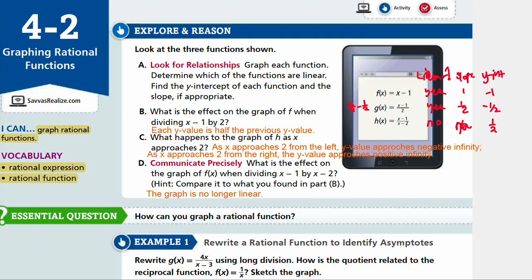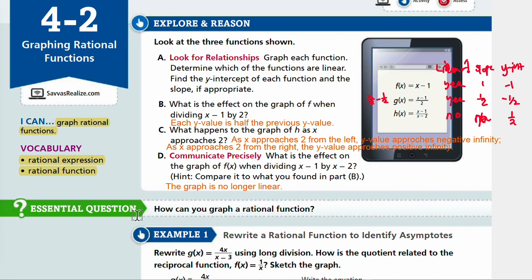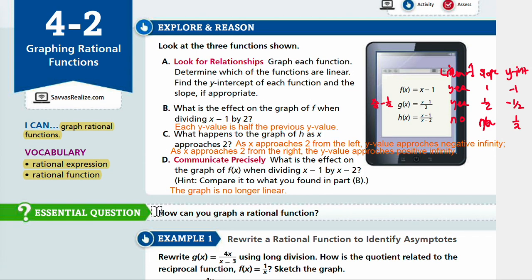So we have explored how linear functions and rational functions are related, and how they differ. The essential question that we're going to ask ourselves throughout the lesson is, how can you graph a rational function?